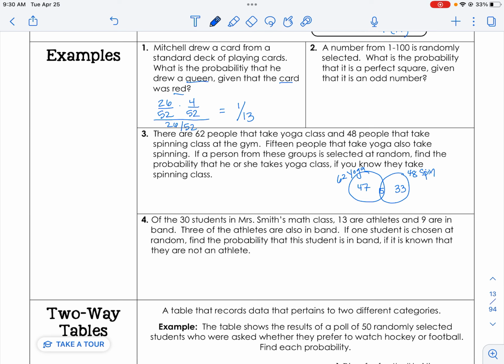So now I want to figure out if a person is selected at random, the probability that he or she takes yoga if you know they take spinning. Okay, so 15 people do both, and I know they take spinning, out of the total of 48 people spinning, and that is equal to 5 over 16.